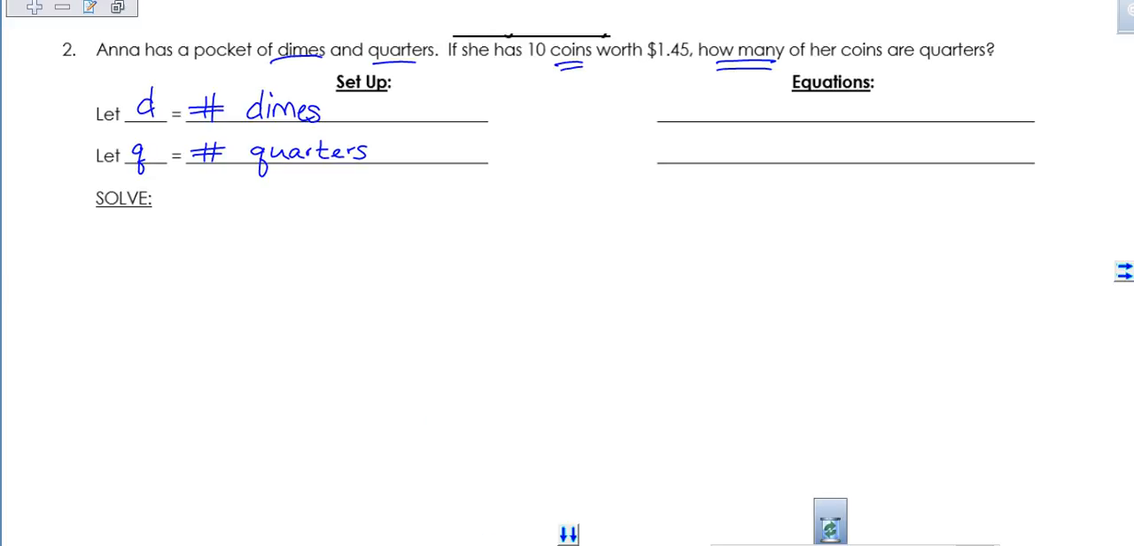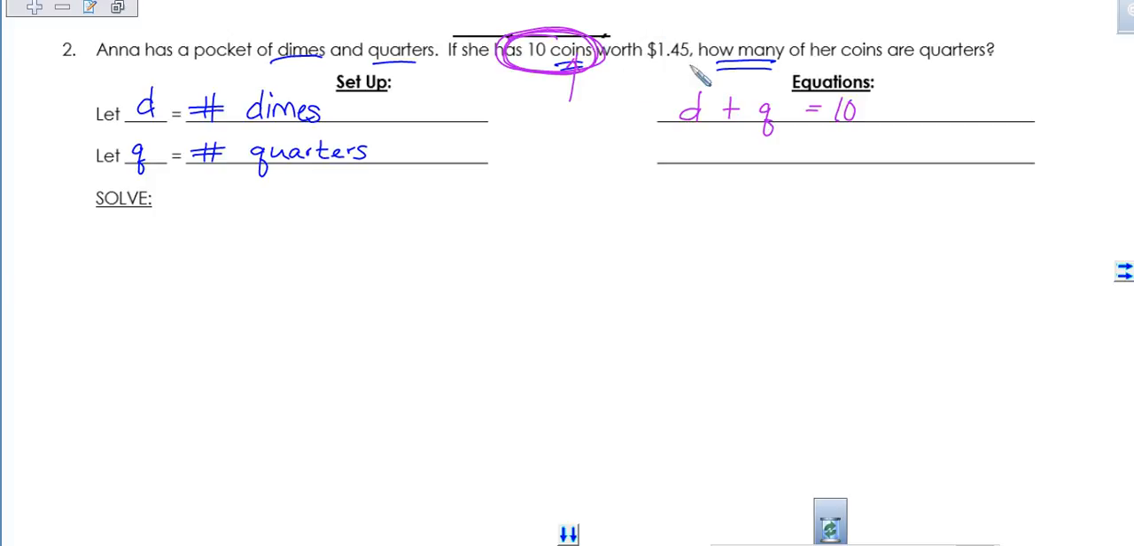Okay? So now let's talk about the first time that they mention something about dimes and quarters. It says she has 10 coins. Okay? Well, what are coins made up of? They're made up of dimes and quarters. So if you took the number of dimes and added it to the number of quarters, that would equal 10 coins. Coins is another way to say dimes and quarters, nickels, whatever. Okay? So if you totaled them, you would get 10.